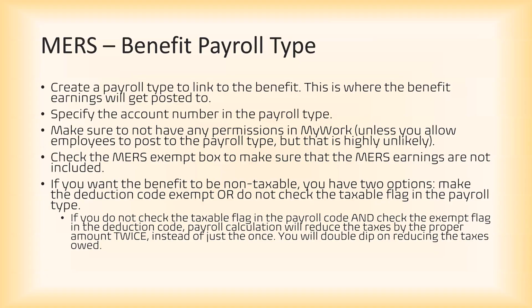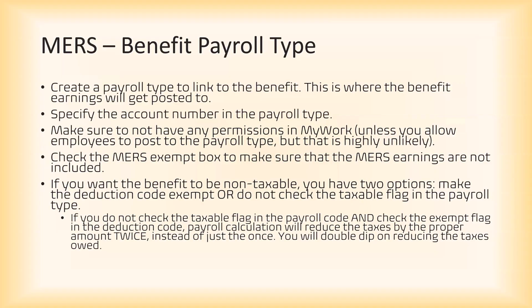Once from the pay code saying, oh, this is non-taxable, so we're going to remove that taxable amount from our FICA, Medicare, and that. And then when we get to the deduction, we're like, oh, this is also non-taxable, so we're going to do it again through the deduction. So you end up reducing the taxes twice instead of just once. So that's why you want to do one or the other, not both.